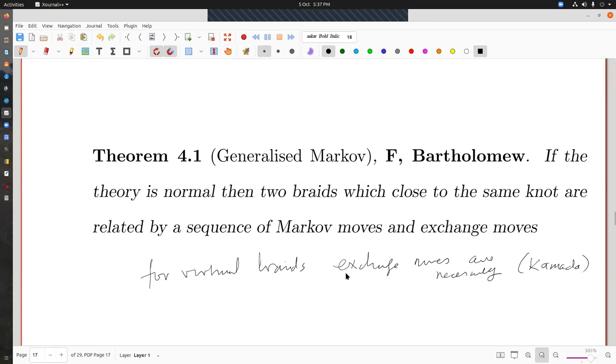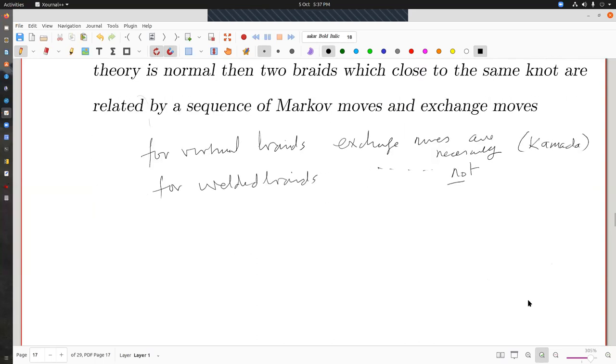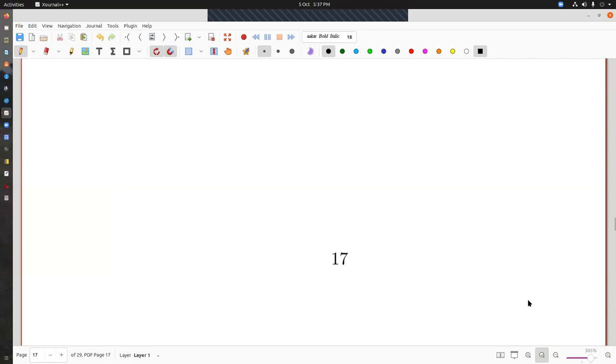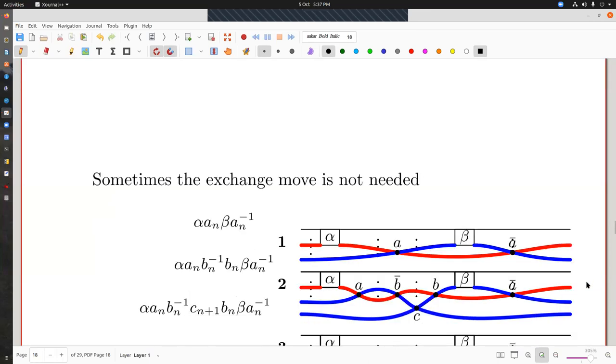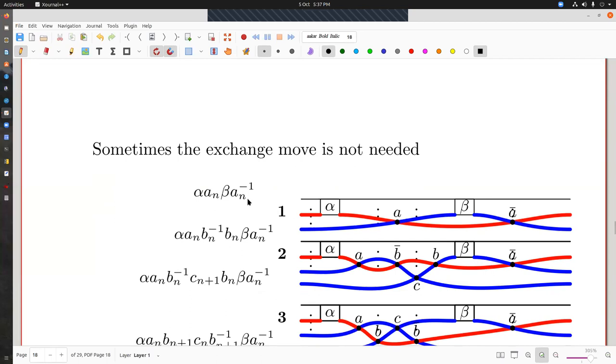But oddly enough, for welded braids, exchange moves are not necessary. And I'll indicate a proof of that. So, what is next? Okay, sometimes the exchange move is not needed. And here's a sort of rough idea of how it's done.